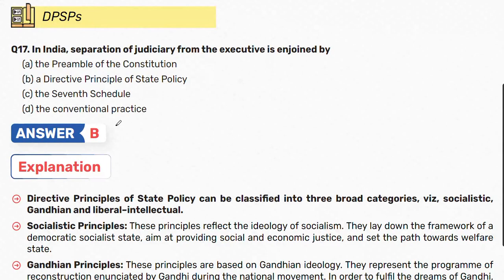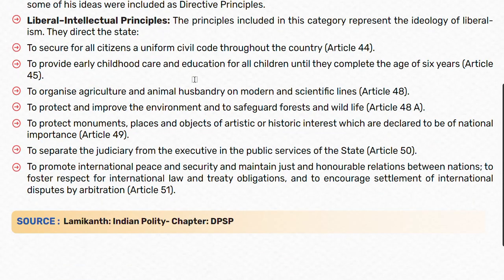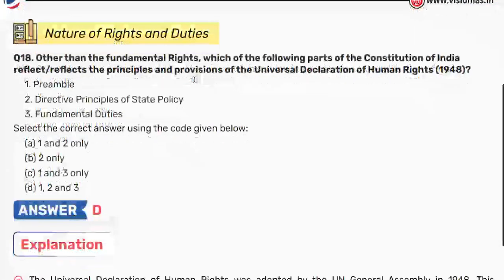In India, separation of judiciary from executive is enjoyed by. So this is your part. I think four, DPSP. Yes. Now, 18. Other than the fundamental rights, which of the following parts of the Constitution of India reflects the principle provisions? So, all of them: fundamental duties, preamble, and DPSP.